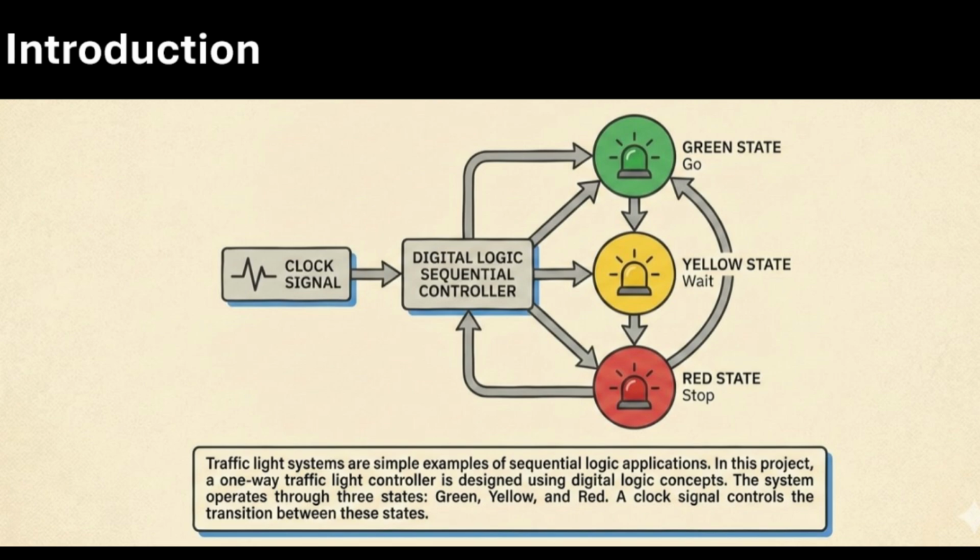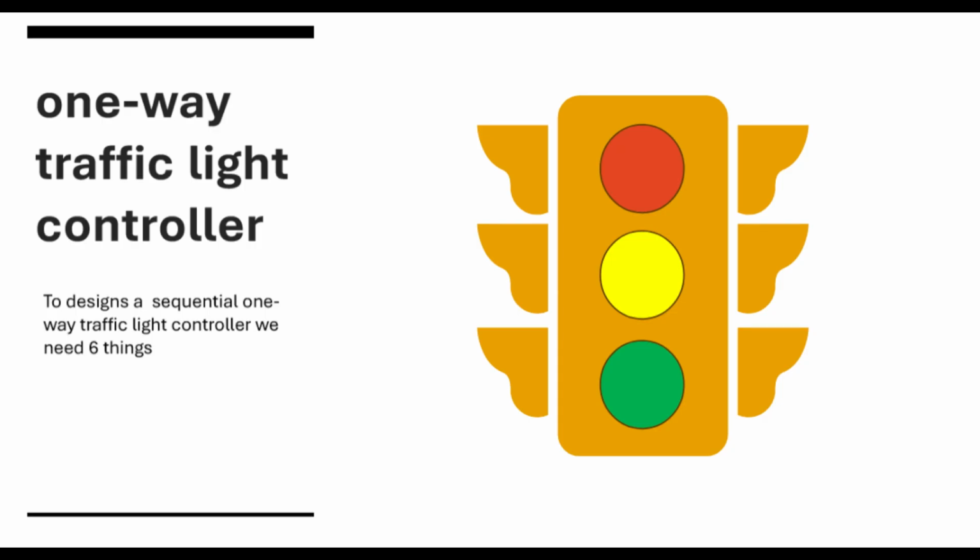Traffic light systems are simple examples of sequential logic applications. In this project, a one-way traffic light controller is designed using digital logic concepts. The system operates through three states, green, yellow, and red. A clock signal controls the transition between these states.